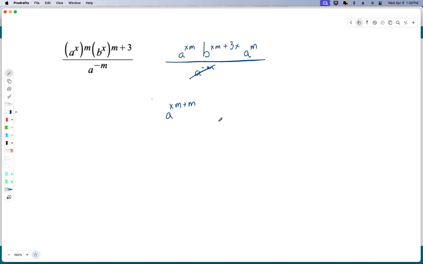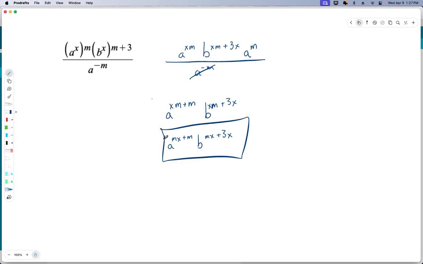All right, so then we have b to the xm plus 3x. And I think we put these in alphabetical order as well. Let me double check. Yes, we put these in alphabetical order as well. So you've got a to the mx plus m, b to the mx plus 3x. And I do believe that's your final answer. Yes, this is the final answer right there.